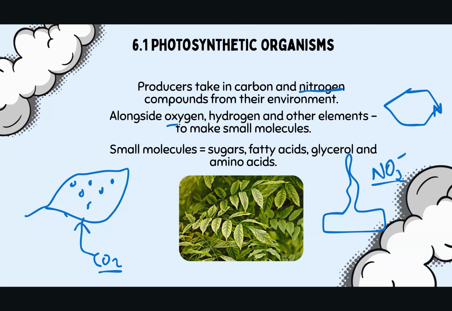Now, alongside oxygen, hydrogen, and other elements to make small molecules. So we've got carbon, nitrogen, oxygen, which we need for respiration, hydrogen, and other elements. Now, hydrogen and oxygen together are water. So one that's missing there that should have been there is water. Water is taken in through the roots, but through the process of osmosis. So for carbon dioxide, we've got diffusion. For nitrates, we've got active transport. And for water, it enters through another type of diffusion, which is called osmosis.